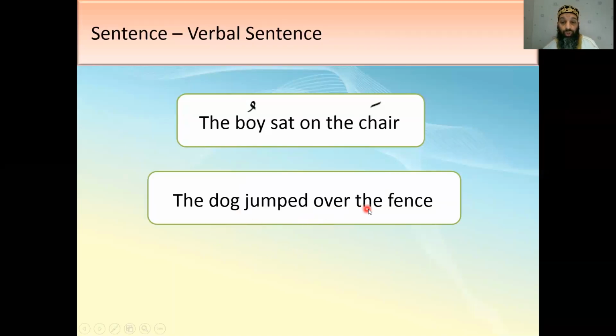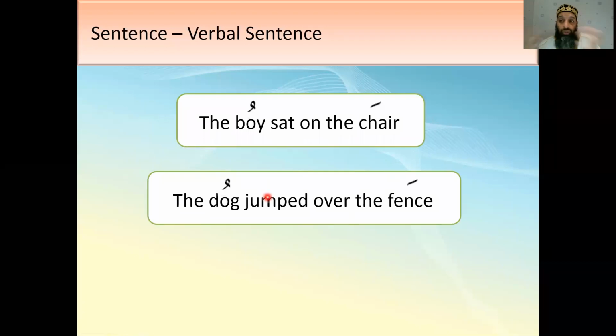The dog jumped over the fence. Where's the doer? Jumped is the verb. Dog. So what will the dog have in it? The doggo. Right. Yeah, so the dog is marfu. And the thing that the verb is done to, where does the mansoob go here? The fence.